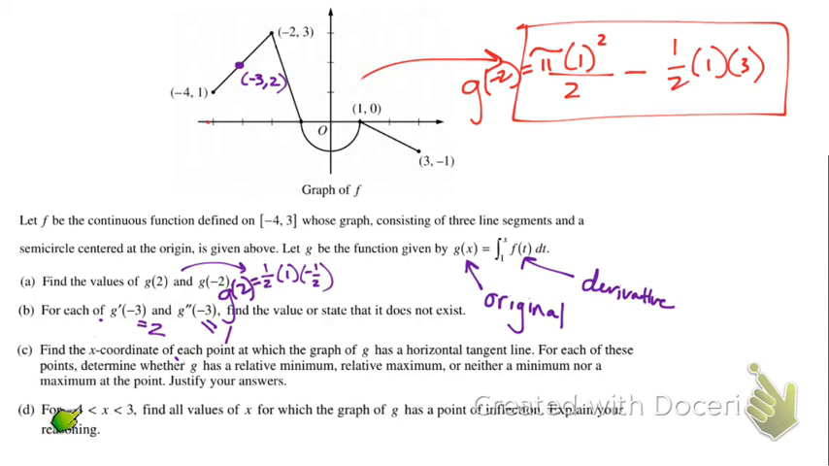For D, it says, in the interval, find all values of x for which the graph of g has a point of inflection and explain your reasoning. Again, I'm not going to write it, I'll just talk through it. I would say the graph of g has a point of inflection at x equals negative 2, because there is a maximum, at x equals 0, because there is a minimum, and at x equals 1, because there is a maximum on the derivative graph. Anytime that there's a maximum or a minimum on the derivative graph, there will be a point of inflection on the original function. There you go.